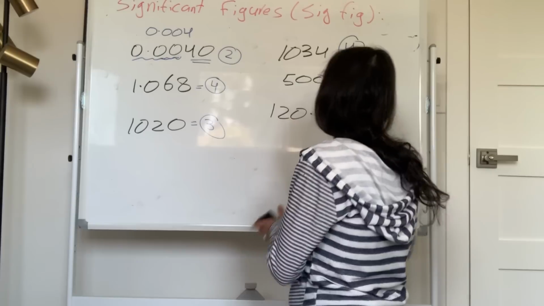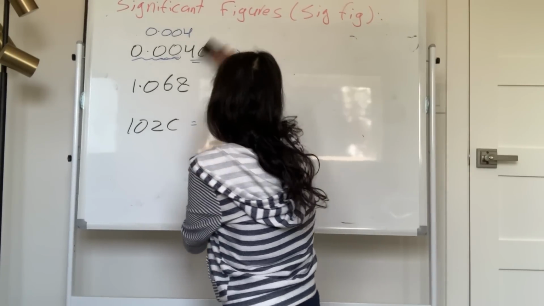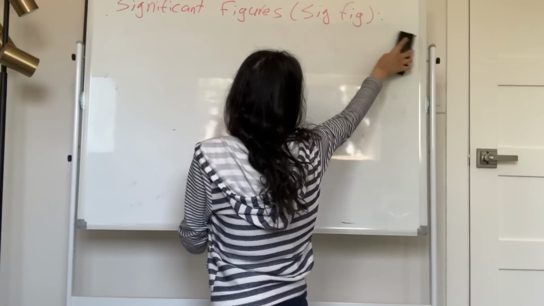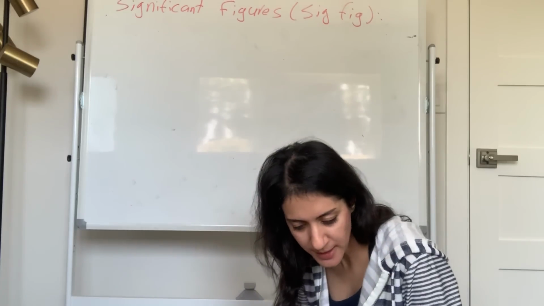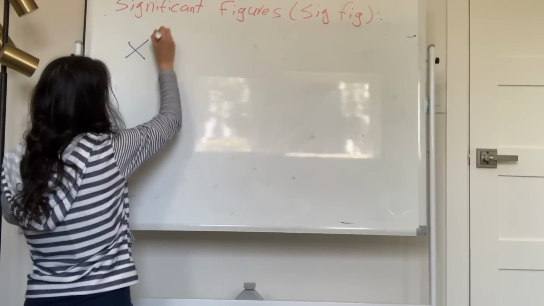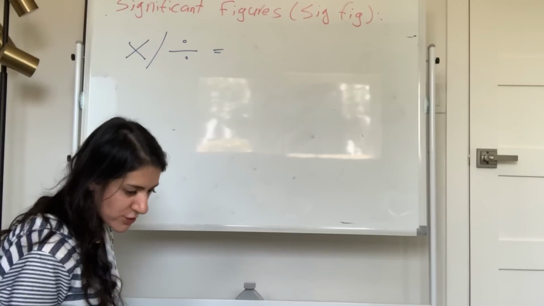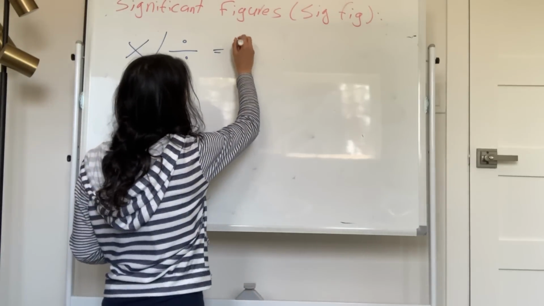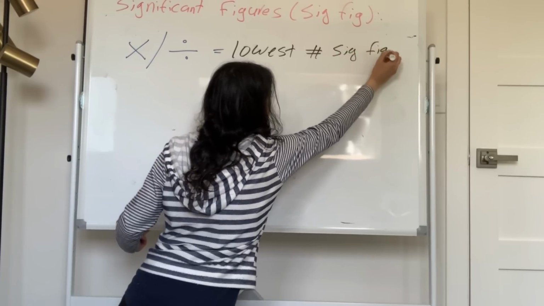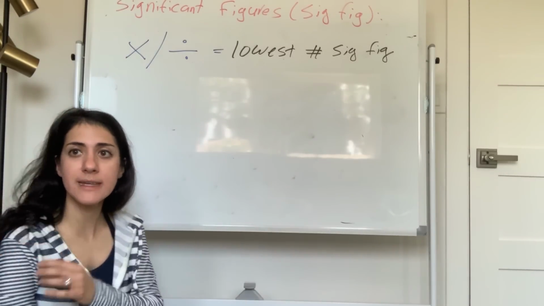Let's go to the next phase for sig figs. Now I'm going to do sig figs in calculations. How am I going to do that? When you do calculations, here's the rule. When you have multiplication or division, you go with the lowest number of significant figures.